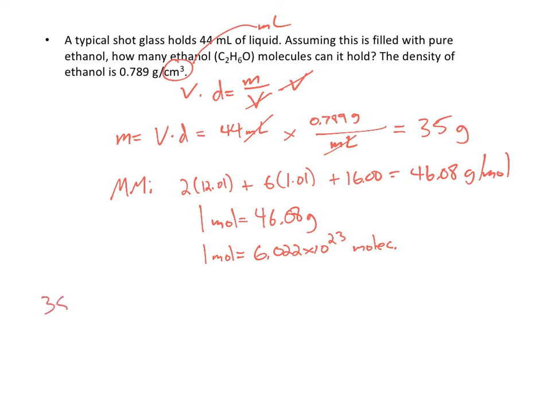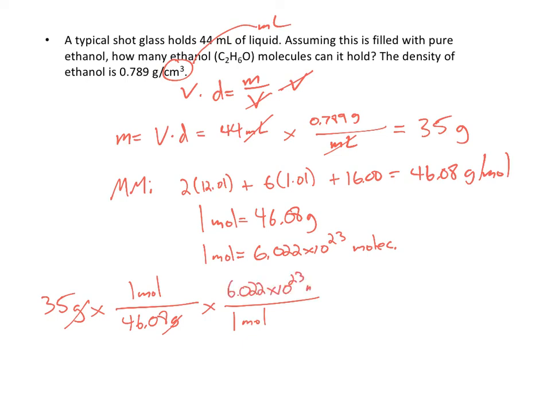So I have my 35 grams. One mole, grams cancel. 1 mole. My moles cancel. And I get a final result of 4.6 times 10 to the 23rd molecules.